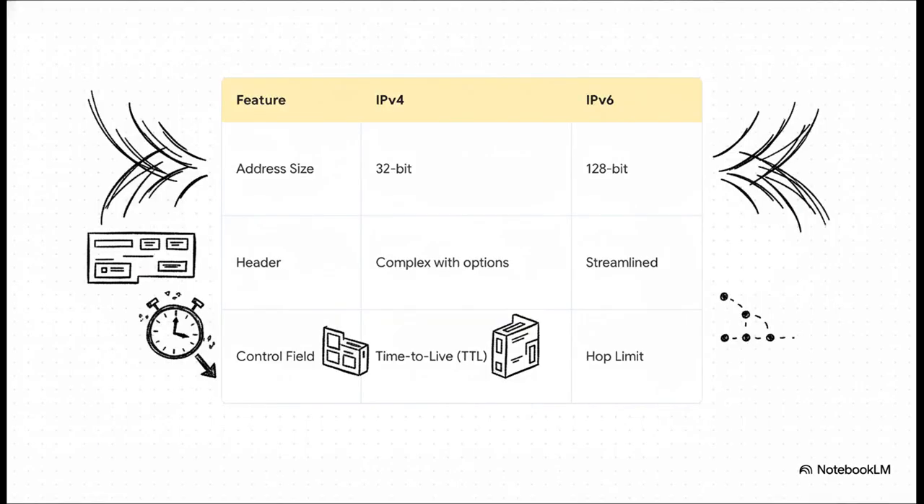The changes go way beyond just how long the address is. IPv6 uses a 128-bit system, and that's what creates that insane number of addresses. But the designers also used it as a chance to make improvements. The header, which is kind of like the routing info on an envelope, was streamlined to be simpler and more efficient for routers to handle. That means better performance. Even little things got updated, like renaming the time to live field to hop limit.